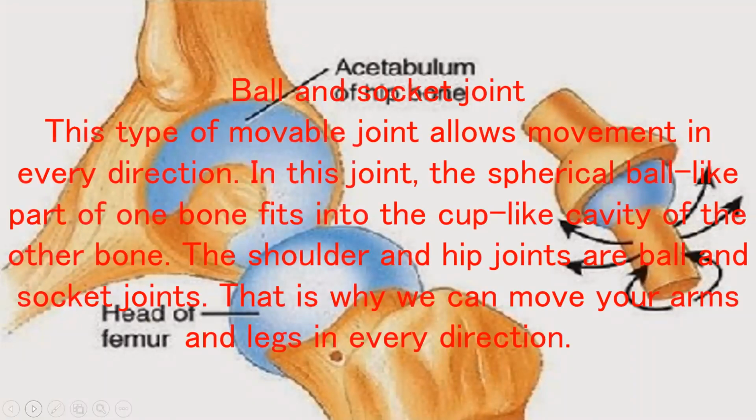Ball and socket joint. This type of movable joint allows movement in every direction. In this joint, the spherical ball-like part of one bone fits into the cup-like cavity of the other bone. The shoulder and hip joints are ball and socket joints. That is why we can move our arms and legs in every direction.